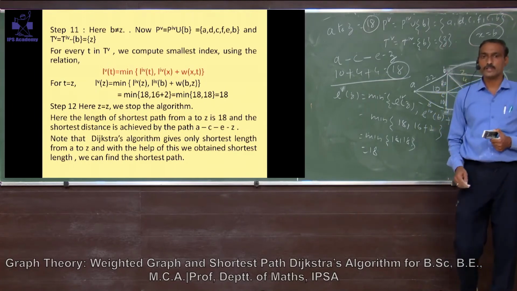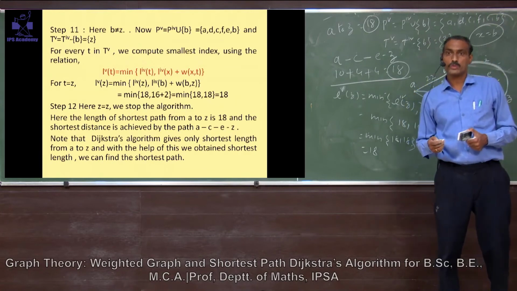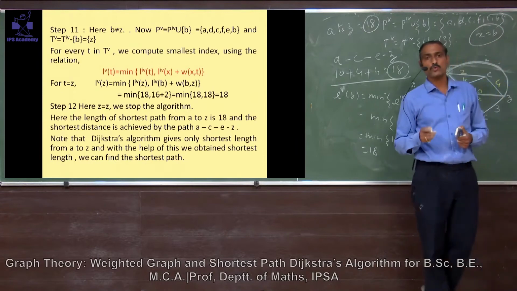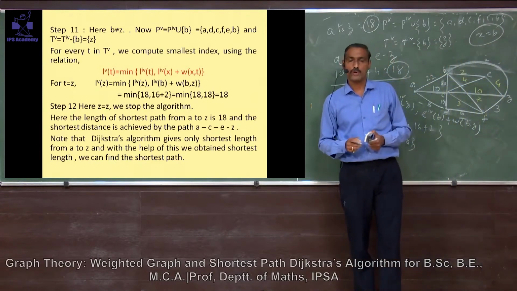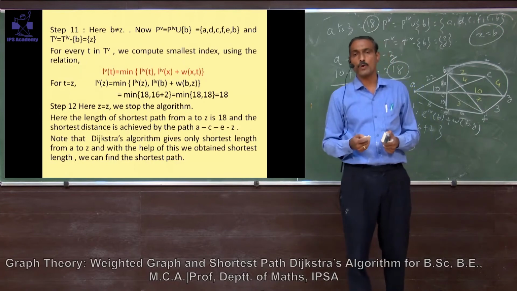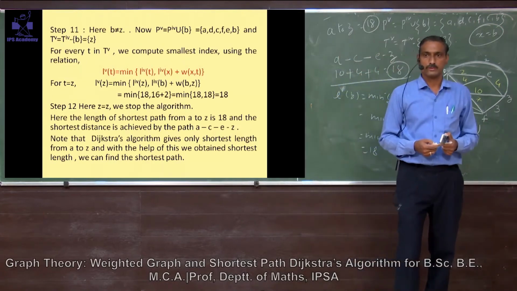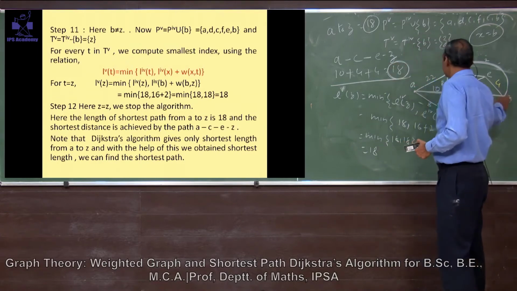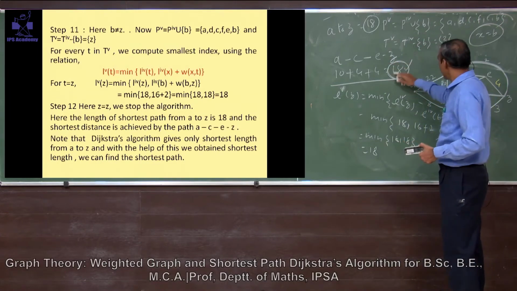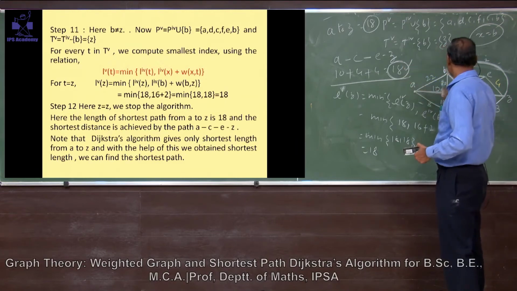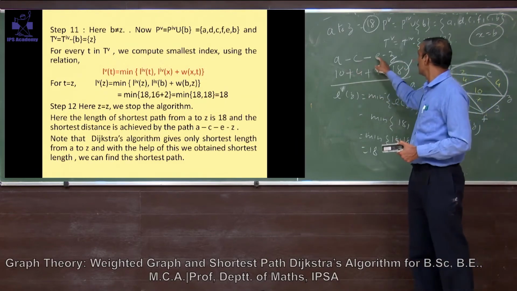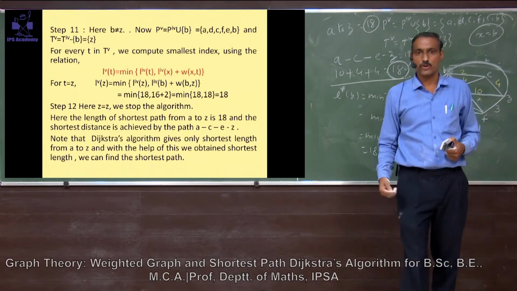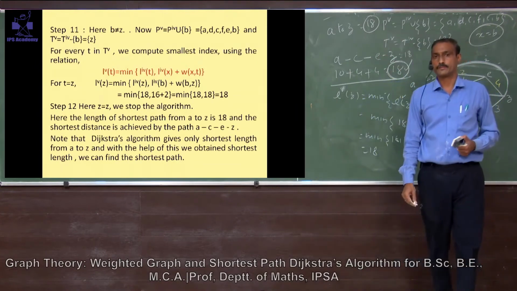So A C E Z gives the shortest path, and we have to keep one thing in mind, that Dijkstra algorithm gives only the shortest length from A to Z, and with the help of this we obtain the shortest path. So we find that the shortest distance between A and Z is 18, and the shortest path is A to C to E to Z.